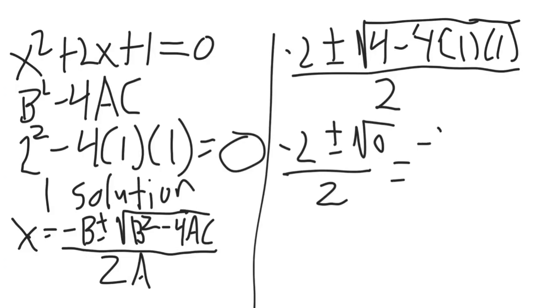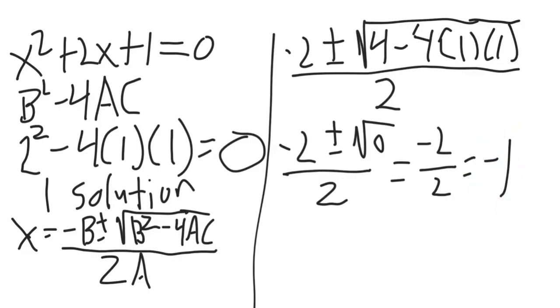So this is just negative 2 over 2, which is negative 1. Because when I take negative 2 plus or minus the square root of 0, which is 0, negative 2 plus 0 is negative 2, and negative 2 minus 0 is also negative 2. And this is why we only have one solution. Because if it's 0, we're not actually adding anything. And we only have our one solution, which is negative 1.